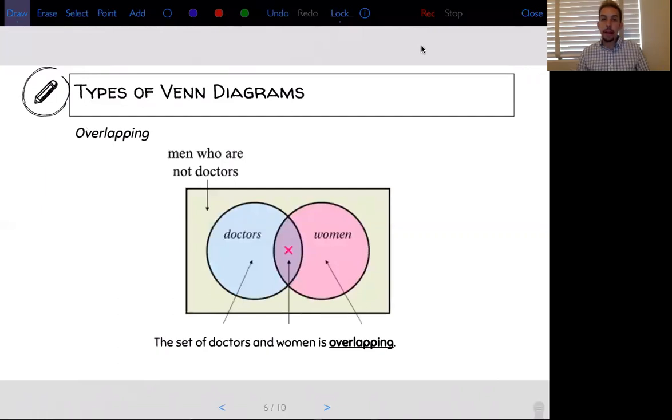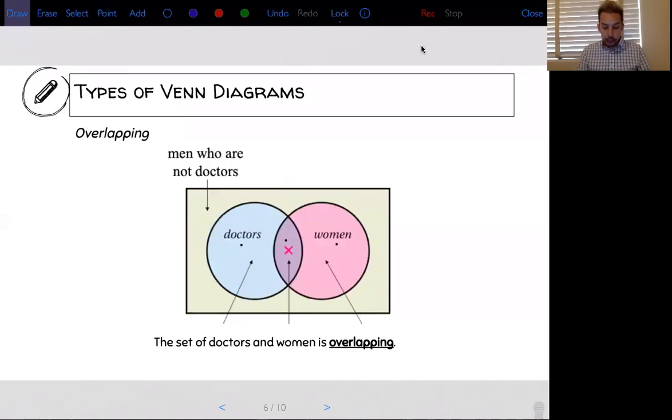A 3rd type of Venn diagram, we're going to talk about overlapping. And again, this is the one you're probably most familiar with. And so I use the Venn diagram of doctors and women. And so we can see that doctors is its own set over here, that we have women is its own set. And then of course we have this intersection area in between the 2 where women doctors go, right?